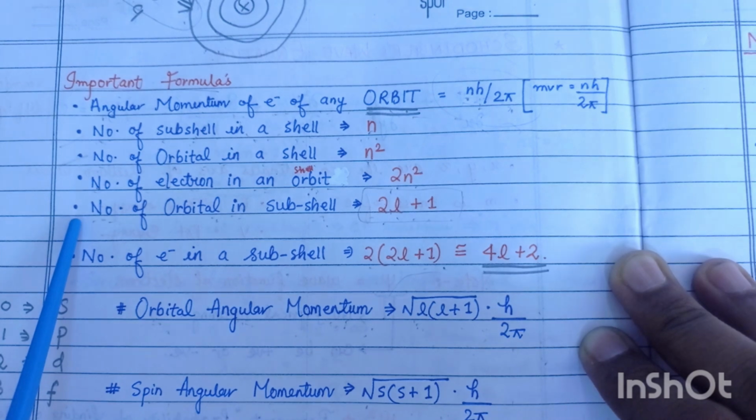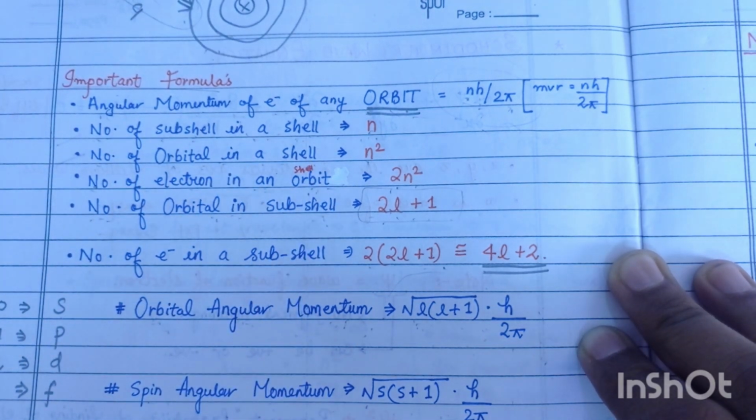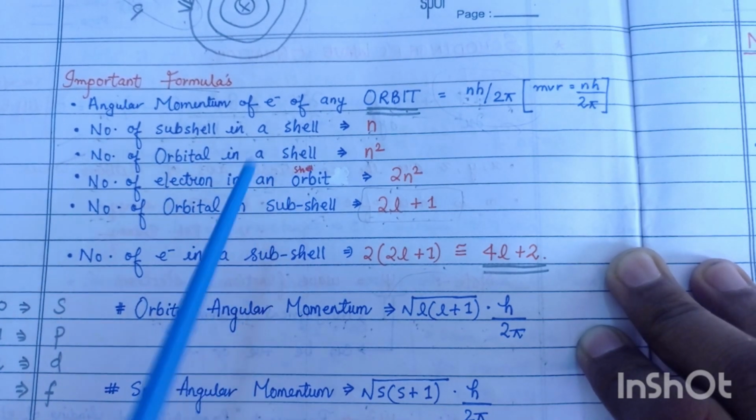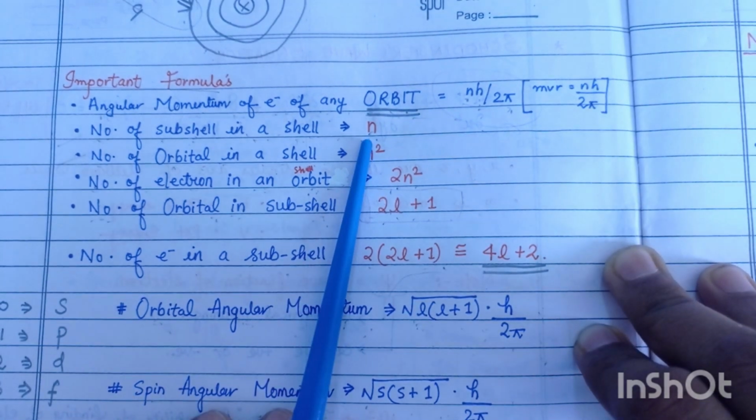Now these are very important. Number of subshells in a shell. If it were a detailed video, I would explain why I am saying n and n square. This is just a short video so that you can recall all the things. Number of subshells in a shell. If the question asks to calculate the number of subshells present in the third shell, your answer will be 3. Okay.